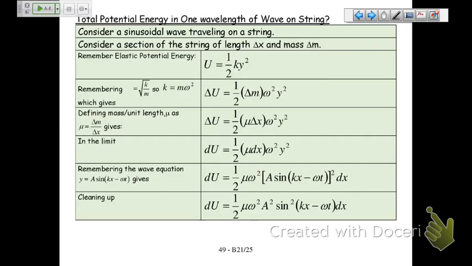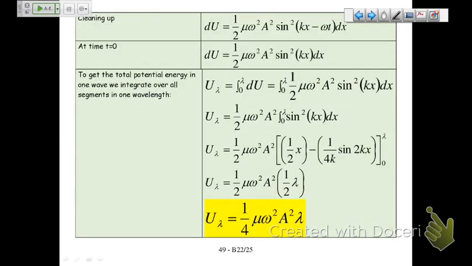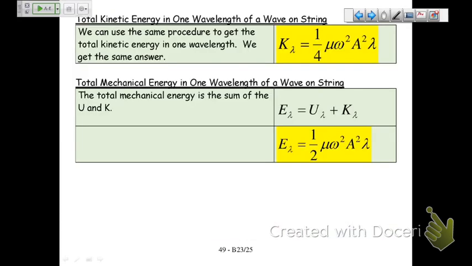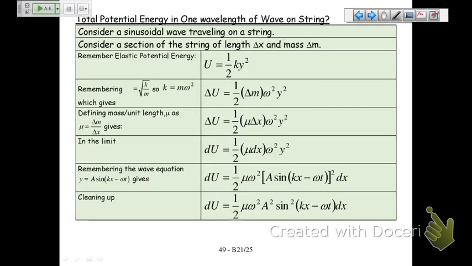This is the total potential energy in one wavelength of a piece of string. So imagine a piece of string. Imagine I've got a piece of string.